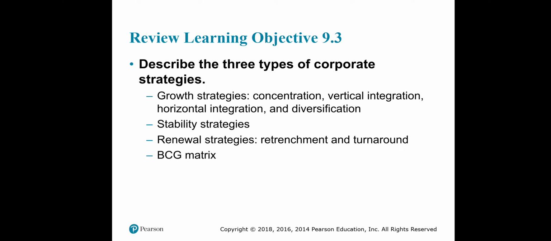Both renewal strategies, retrenchment and turnaround, address organizational weaknesses leading to performance declines. The BCG matrix is a way to analyze a company's portfolio of businesses by looking at business market share and its industry's anticipated growth rate. The four categories of the BCG matrix are cash cows, stars, question marks, and dogs.